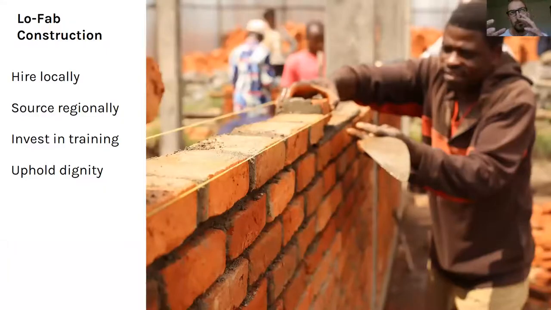And we turn this into a process we call LOFAB, or locally fabricated construction. And that's a process that we've put here as 4 points. So hiring locally means that the jobs and the money go into the community. Sourcing materials regionally supports the businesses and means we're using appropriate forms of construction to the area. Investing in training is really supporting people in the long term. And then upholding dignity, where the community can create a space that they feel proud of.